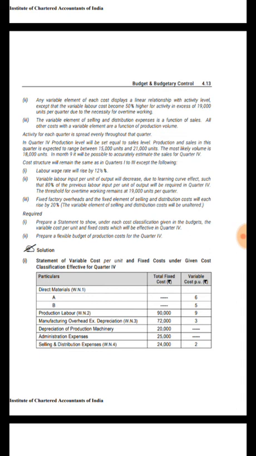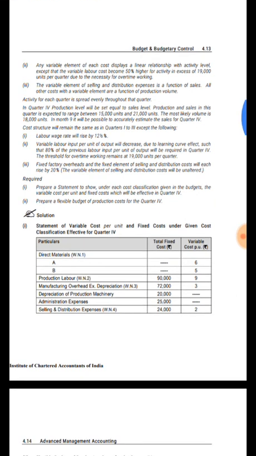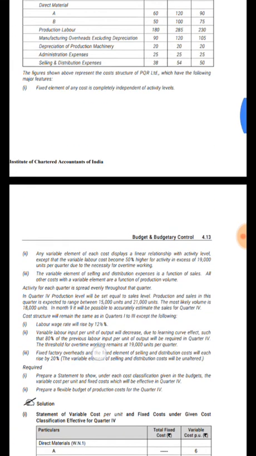So nothing, we have to find out the per unit cost, and the total fixed cost, in the first requirement. That is the first requirement. How much it is going to be effective in quarter 4, that only we have to find out. And the second requirement is we have to prepare a flexible budget of production cost for quarter 4. Okay, so that much is done with the analysis.